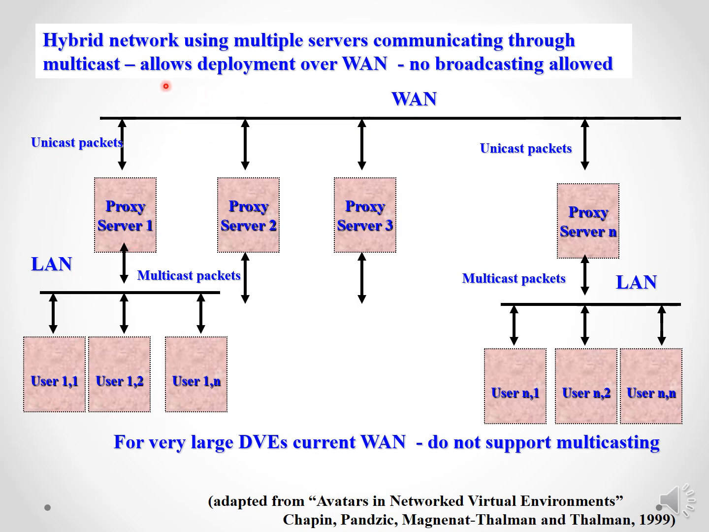This is an example of the hybrid network, where multiple servers communicate through multicast, and it also allows for deployment over the wide area network, but no broadcasting is allowed in this hybrid network. It can be considered a hybrid because there is a combination of LAN, local area network, and also the use of wide area network as well. That's why we call this a hybrid, because it is a type of combination.